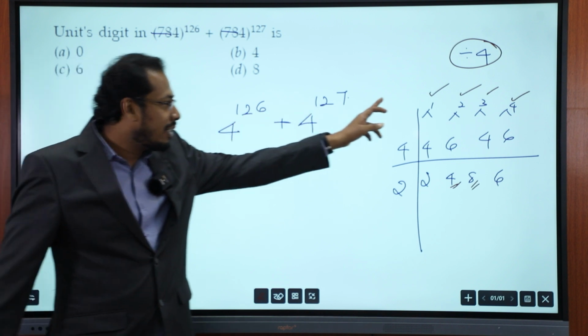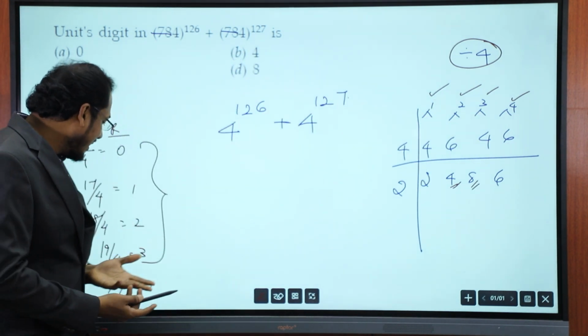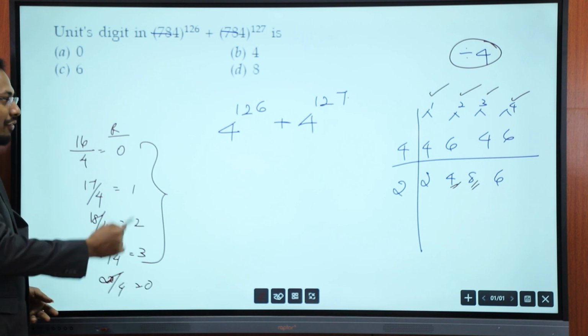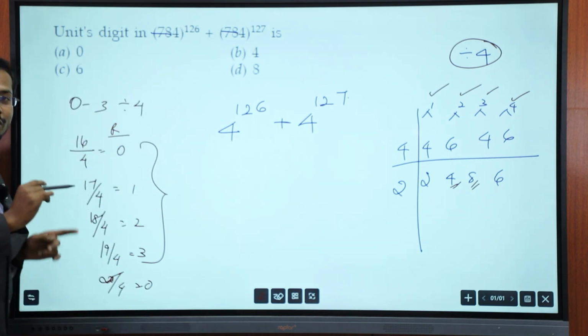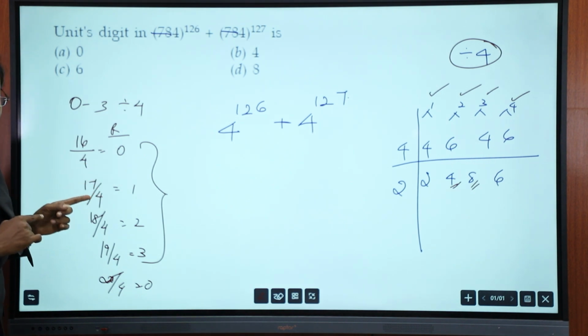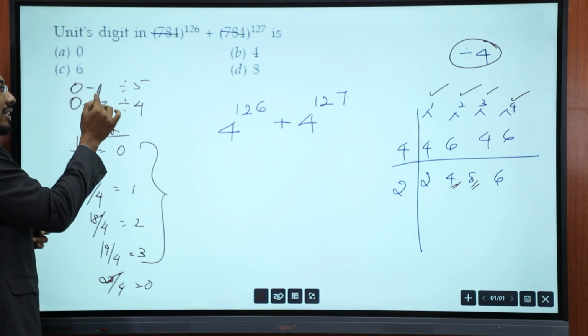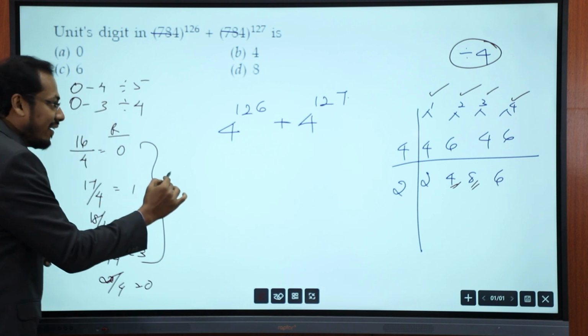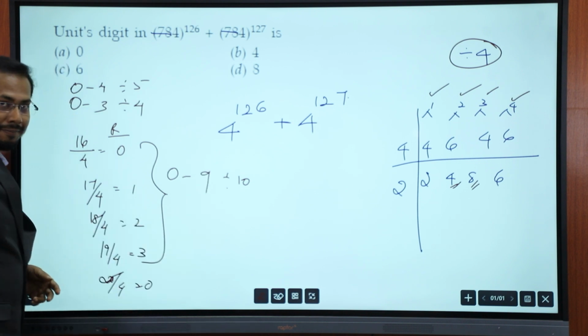So if I get remainder 1, 2, 3, acceptable, we have values. But I will never get remainder 4. Right, if you divide a number by 4, your remainder will be from 0 to 3. It is most important in the remainder concept. Please listen carefully. If I divide a number by 5, my remainders will be 0 to 4. If I divide a number by 10, my remainder will be 0 to 9.